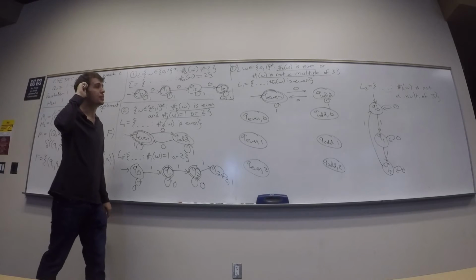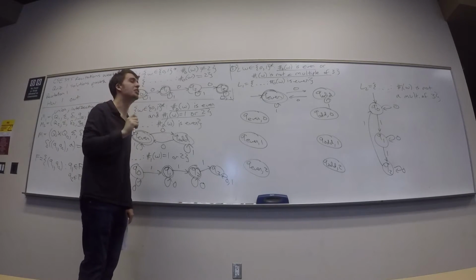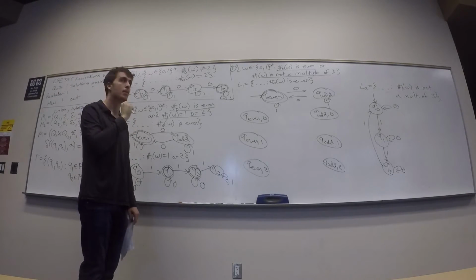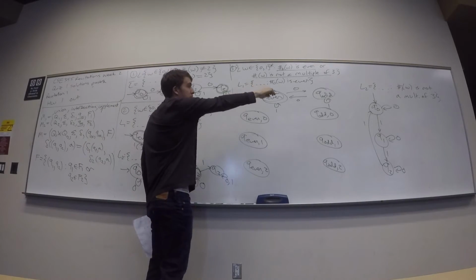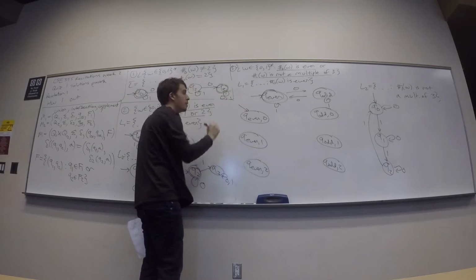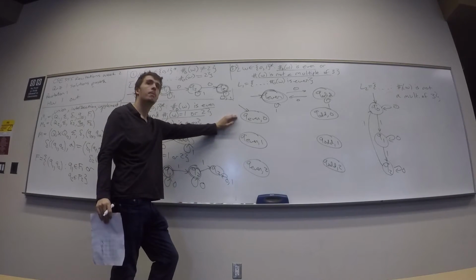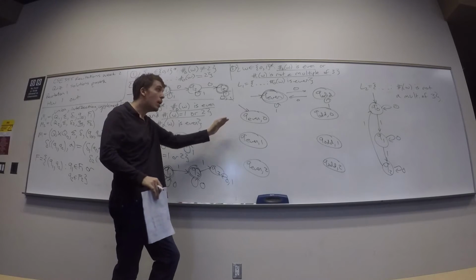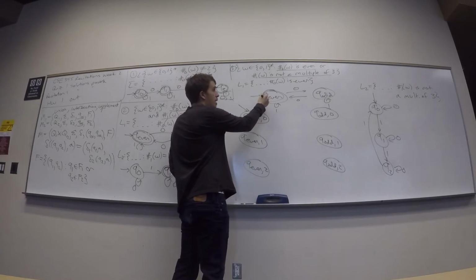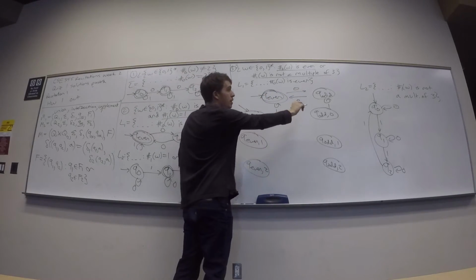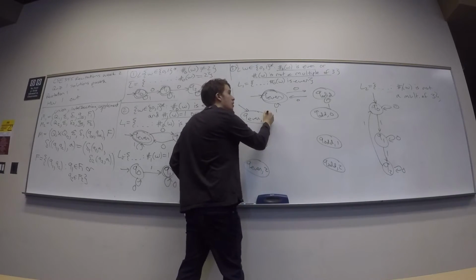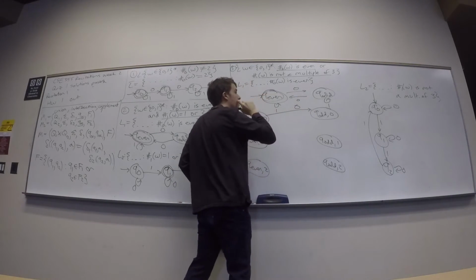All right, what are my final states? Sorry, what's the start state? Q even 0, because this is the start state. Where does Q even 0 go on 0? Q odd 0, because I know this one will go to the other column, this one stays in the same row. So I go over here on 0.